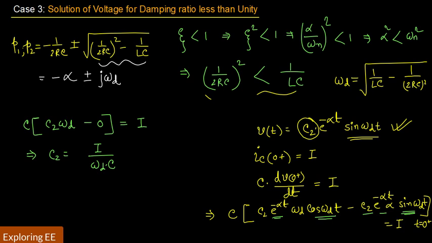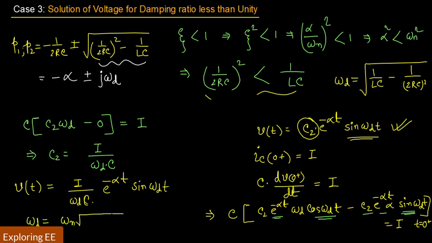So the final expression of voltage across the RLC branch for damping ratio less than unity is given by I by omega d times of C e to the power minus alpha t sine of omega dt, where omega d is equal to omega n root over 1 minus zeta square. So this expression of voltage exhibits underdamped oscillation.